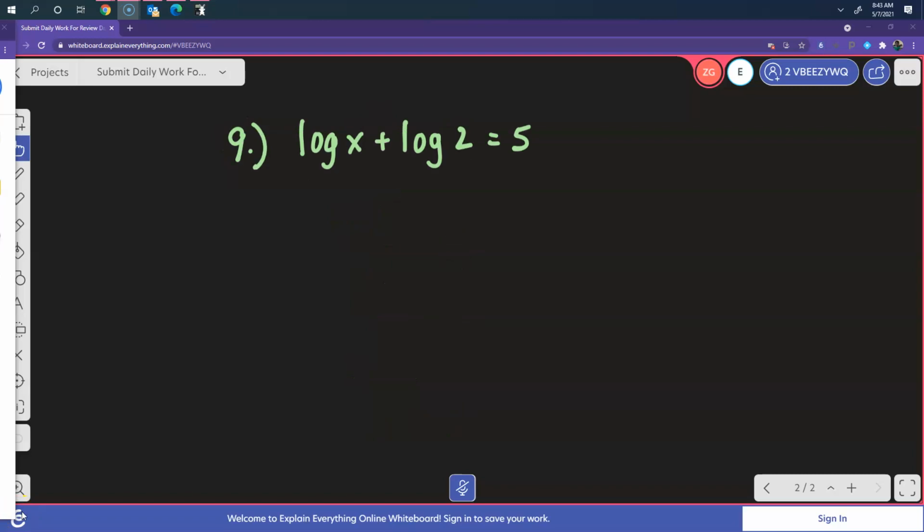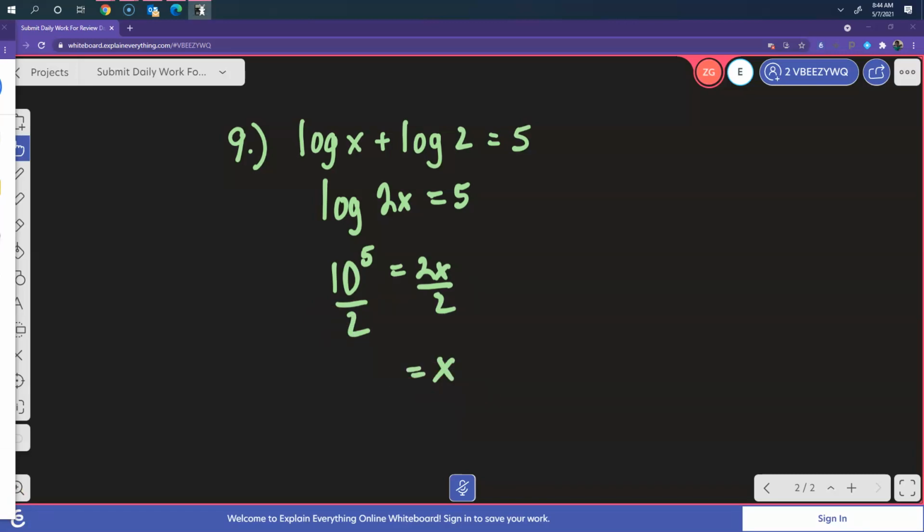So for number 9, you have log base 10 of 2x is equal to 5. What I would do here is write it in exponential form. So you have 10 to the power 5 is equal to 2x. You want to divide by 2. So x equals 10 to the 5th power, which gives you 100,000, divided by 2. And we know that that's going to be 50,000.